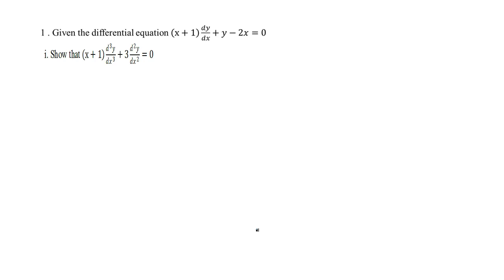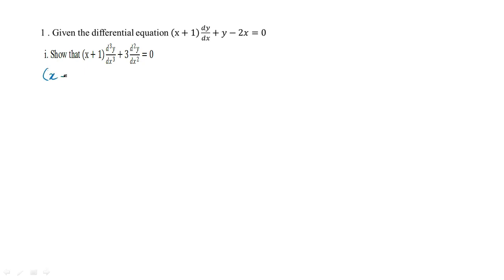So question 1 gives this differential equation: (x plus 1) dy/dx plus y minus 2x equals 0. And then in part 1, we have to show that (x plus 1) times the third derivative plus 3 times the second derivative is equal to 0. So in order to prove this, we move from what we know, what they have given us actually.